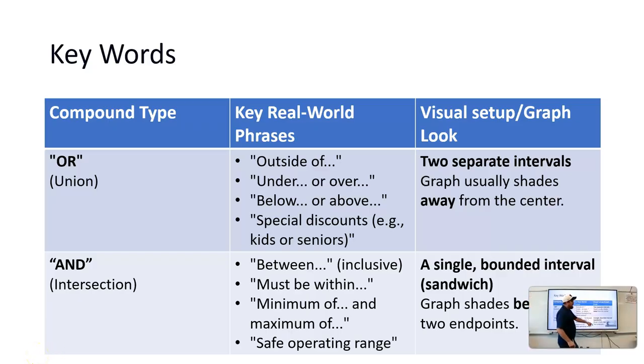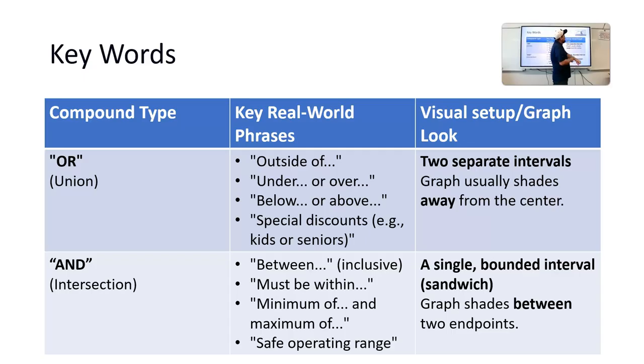Keywords for our "and" compound inequalities, or our intersection: words like between, or must be within, or a minimum of blank and a maximum of blank, or a safe operating range. These are all keywords you need to pay attention to as we read through our different story problems. Remember, this is a single bounded interval, like a sandwich. You graph and shade between the two endpoints, or our boundary points.